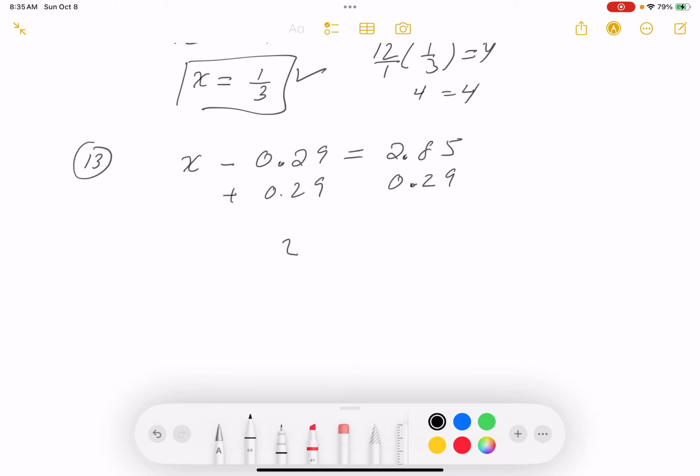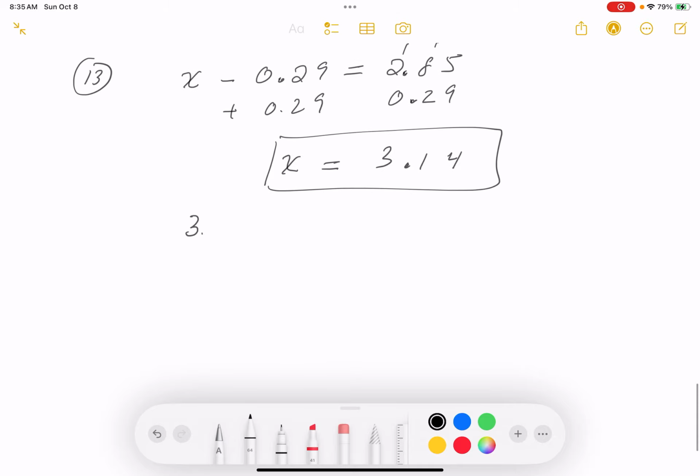What do you get over here? X on the left side. On this side over here, let's just add it together. Decimals line up nicely. 9 and 5 is 14. And you're carrying the 1, by the way. That's 9, 10, 11. You're carrying the 1, 3.14. If you want, you can check that. 3.14 minus 0.29 equals 2.85.